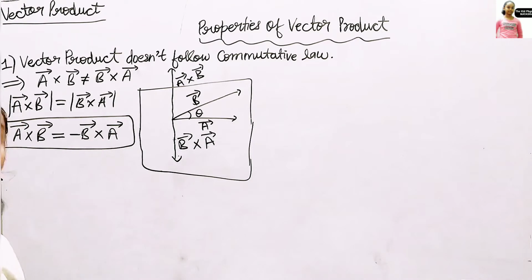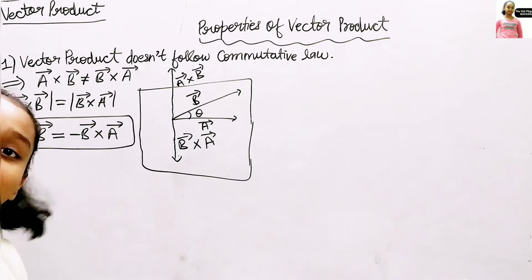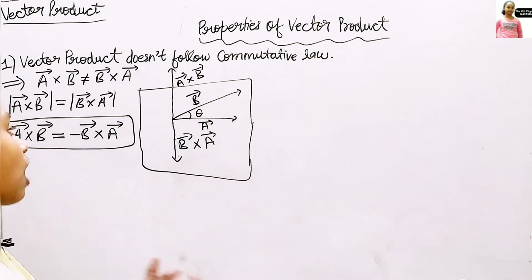Okay. So I hope you all have understood the first property. So never forget to add the negative sign. Got it? Yeah. So now we are going to continue. So now let us do the second property.